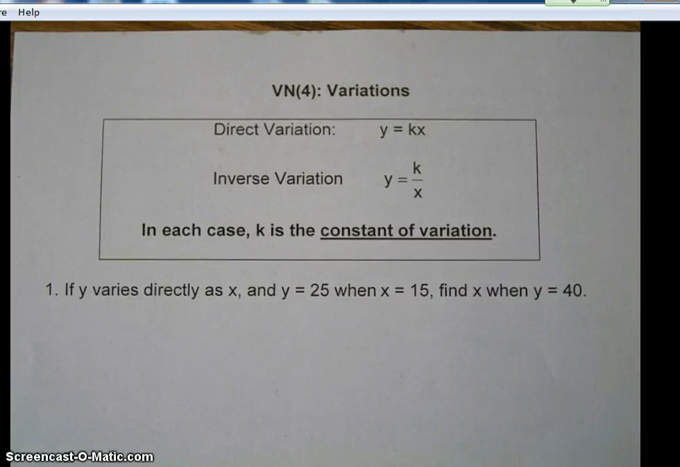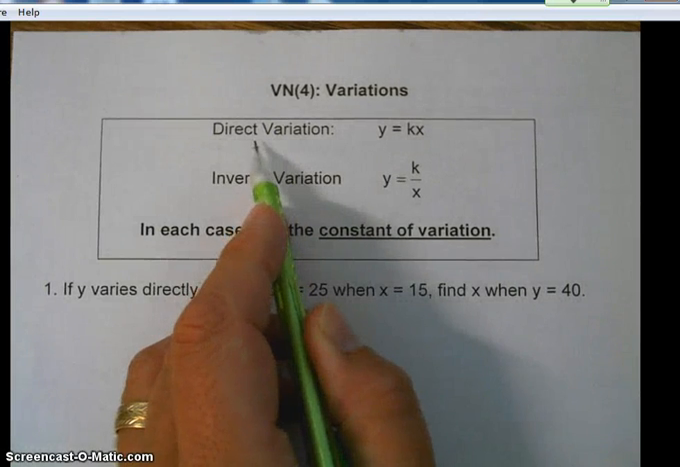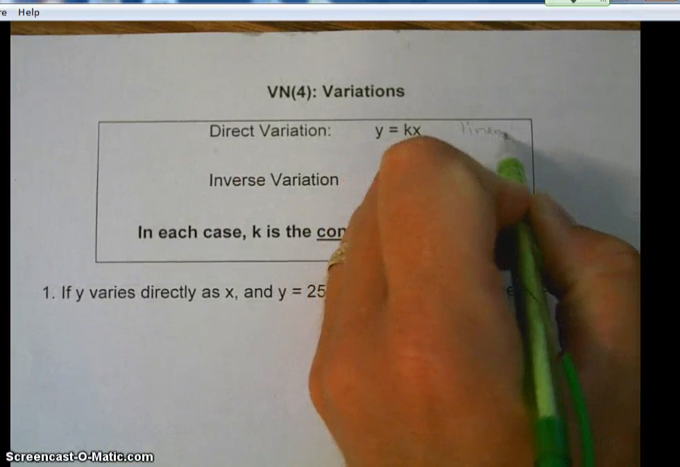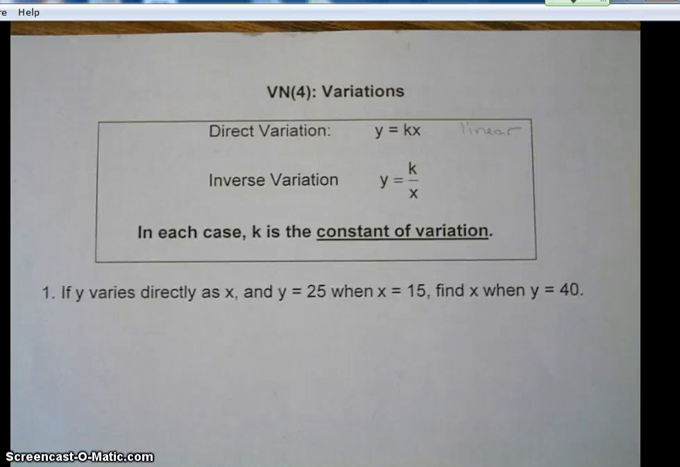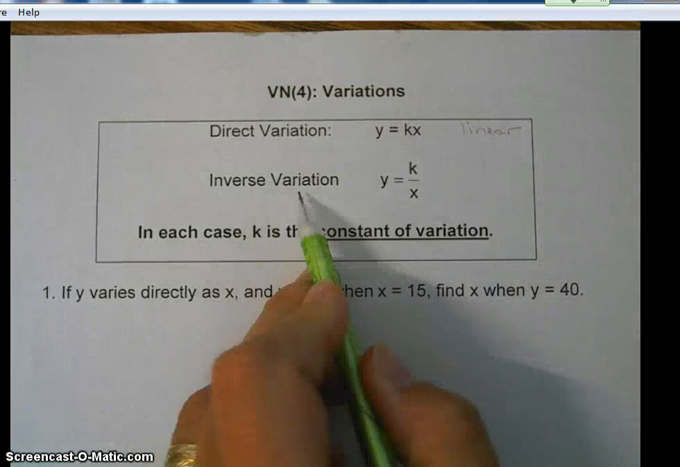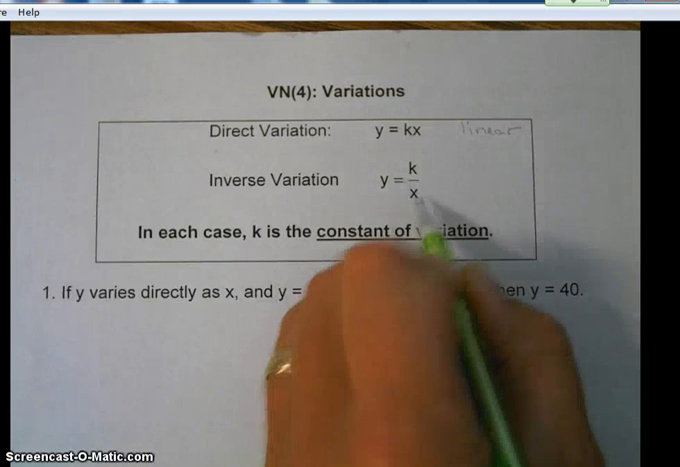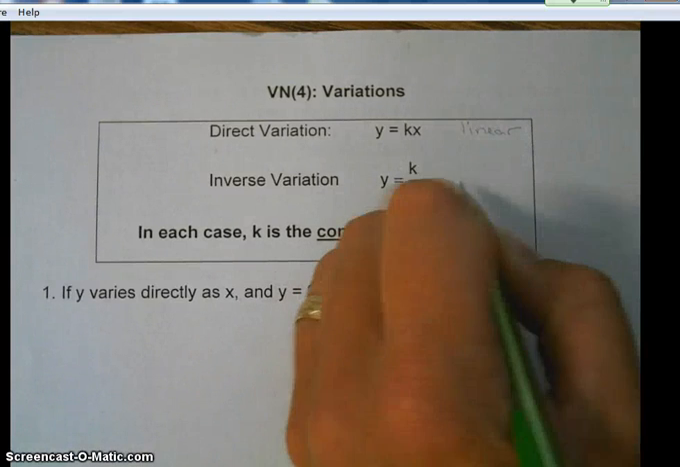Okay, today we're going to take a look at two different types of variations. The first variation is called the direct variation, which is basically a linear function. And the second type of variation is the inverse variation, which, as you can see, is a rational function because the x is in the denominator.